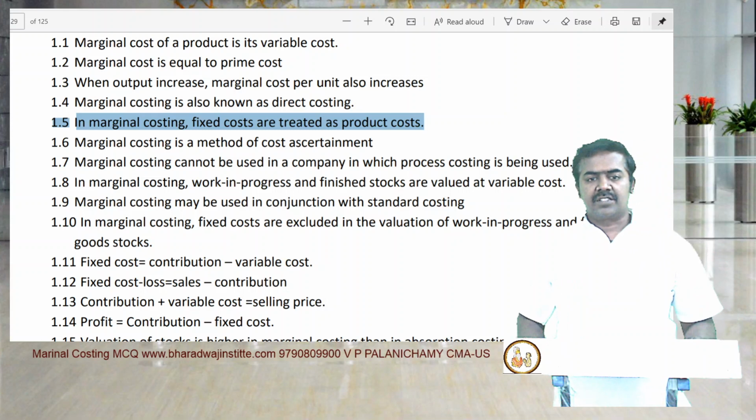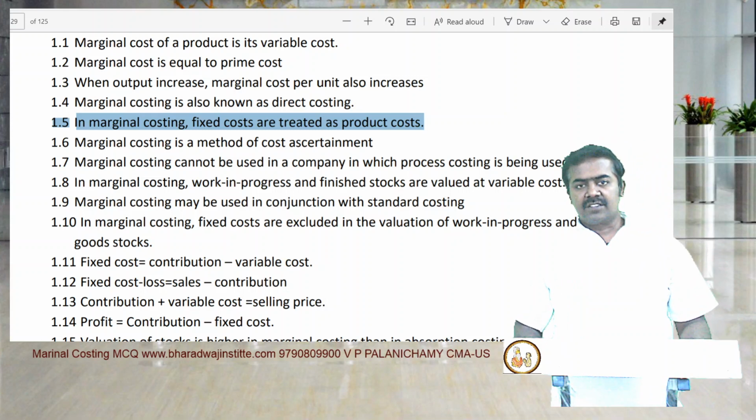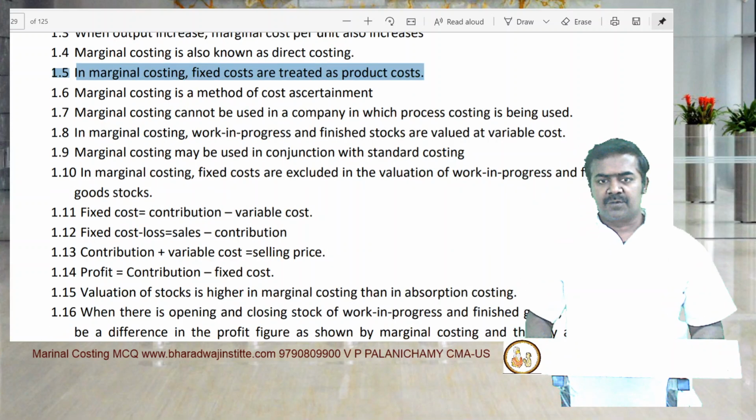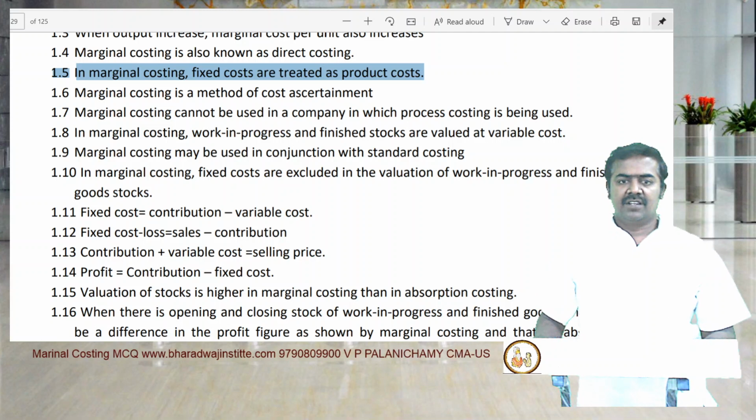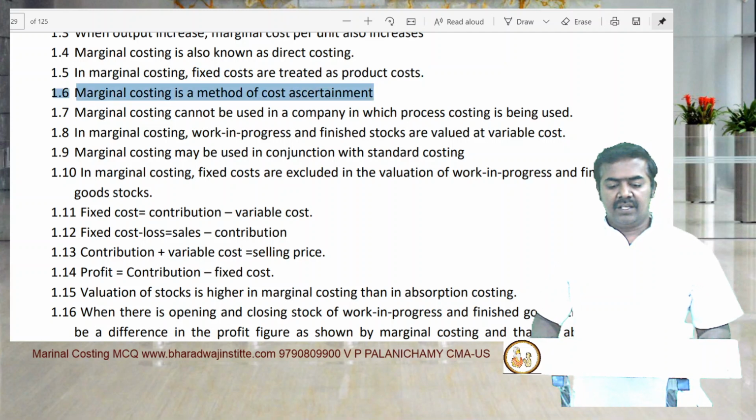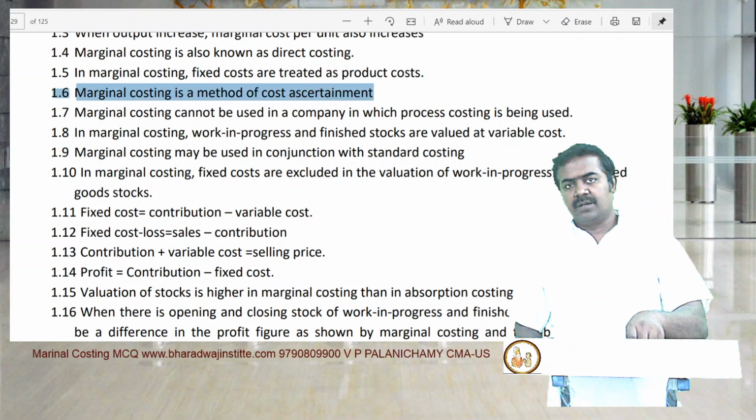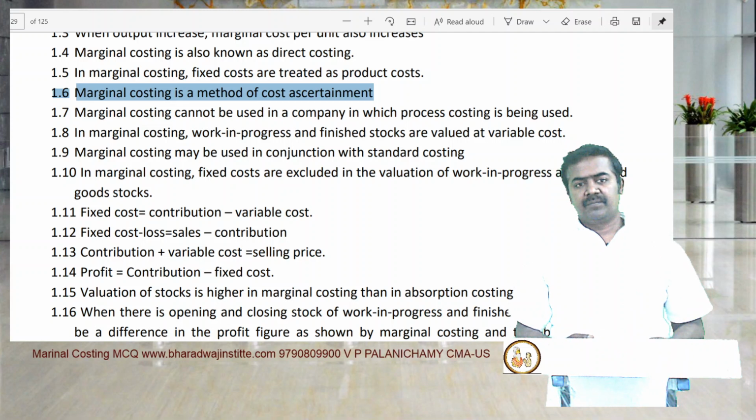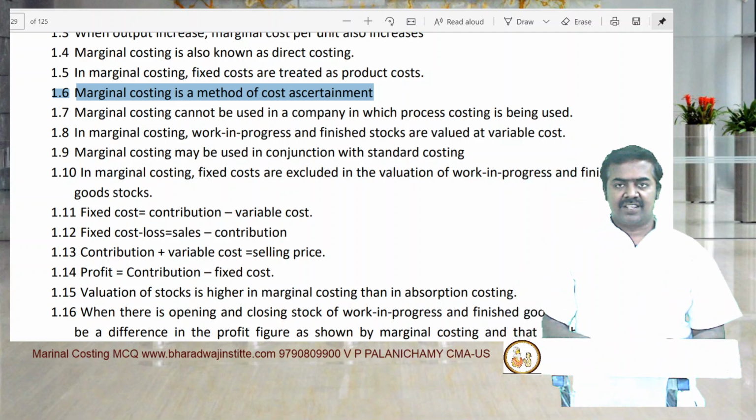In marginal costing, fixed costs are treated as product cost. Is it treated as product cost? No, false. It is a period cost. It is charged in P&L account. Okay, false. Marginal costing is a method of cost ascertainment. Is it a method of cost ascertainment? It's a technique of cost ascertainment.